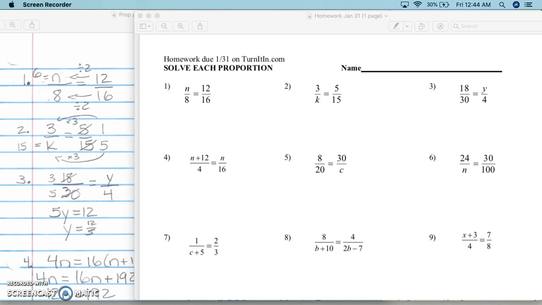The other part of the test will be percent proportions. And the other part of the test will be solving. So we'll be finishing up our big Chapter 2 test when we get back to school next week. For now, here are the answers to the homework problems.